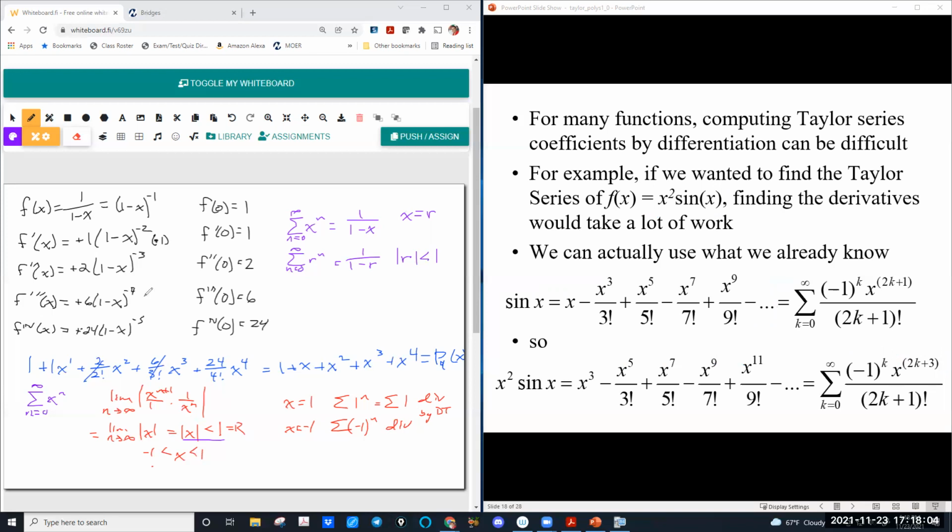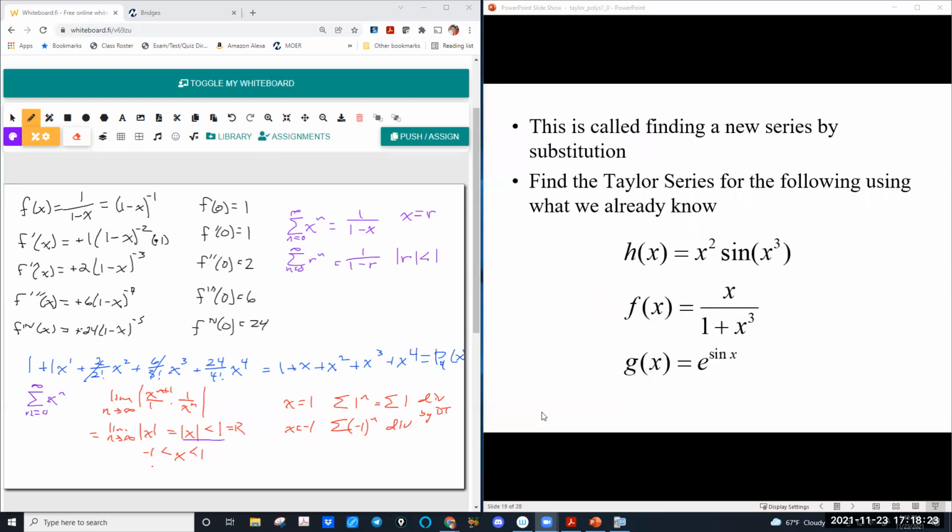Now that we have the Taylor series for this one, we will look at a more complicated version. But before I go on, any questions about this idea? Okay, then let's see how this plays out.